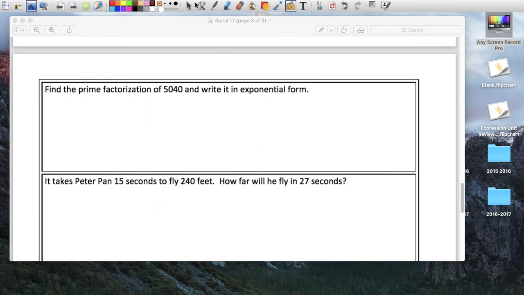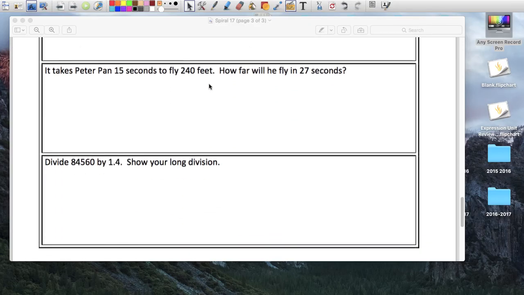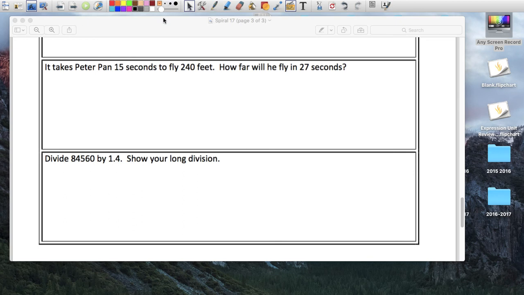Peter Pan takes 15 seconds to fly 240 feet. How far will you fly in 27 seconds? Yikes. All right, great question. So let's write this as a fraction, okay? I'll write feet on top, time at the bottom. 240 feet in 15 seconds. And we want to know how much it flies in 27 seconds.